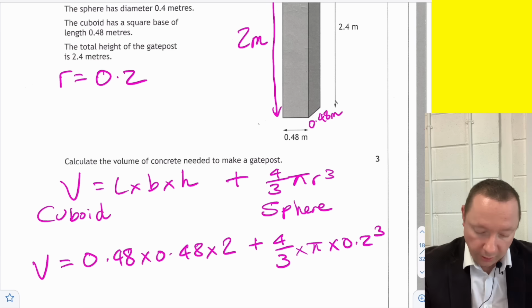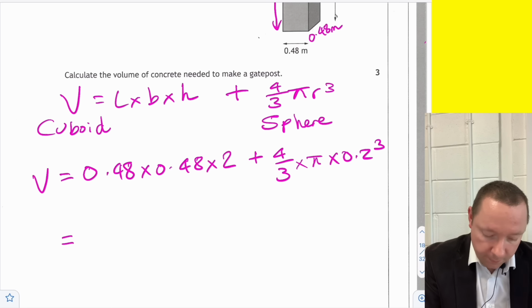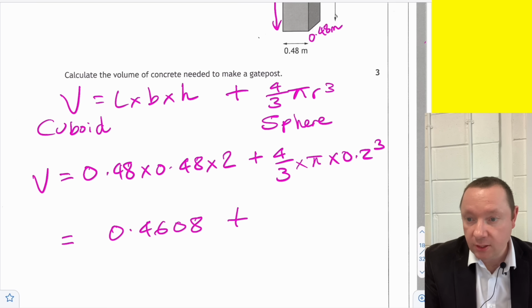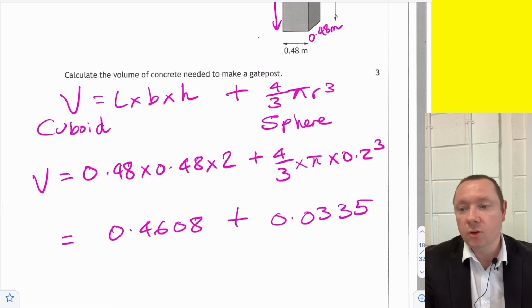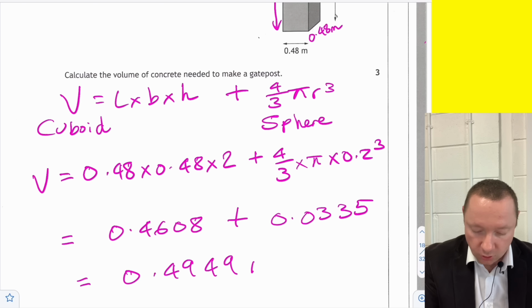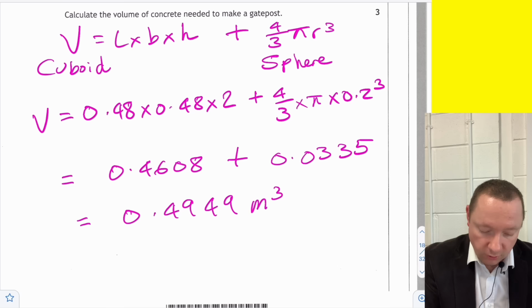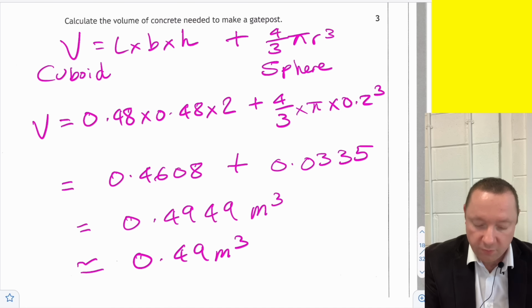So our cuboid, if we work them out separately, is 0.4608, and our sphere is 0.0335. If you add your two answers together, you get a total of 0.4943 meters cubed, or if you're rounding to a couple of decimal places, 0.49 meters cubed would be fine.